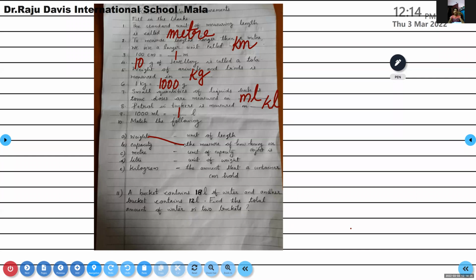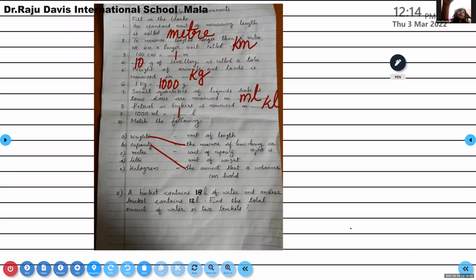Capacity. The amount that a container can hold. Capacity is the amount that a container can hold.